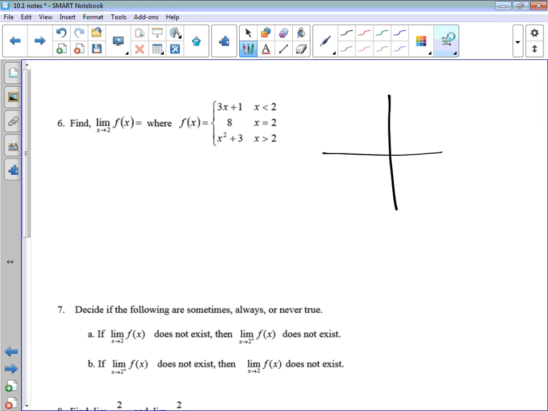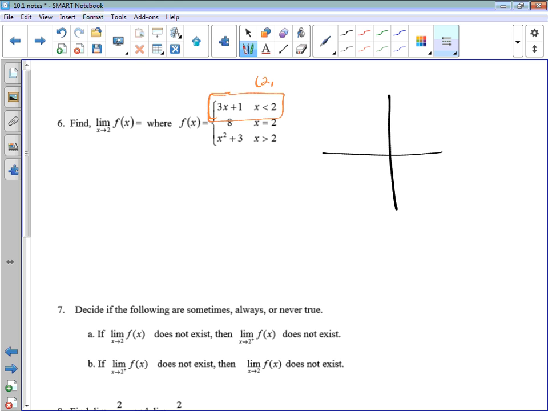Okay, so to figure out the limit as x approaches 2, we need to see what the graph is doing at 2. So we have this piecewise function. The first one says 3x plus 1 when x is less than 2. So let's figure out what's happening at 2. What do I get at 2?